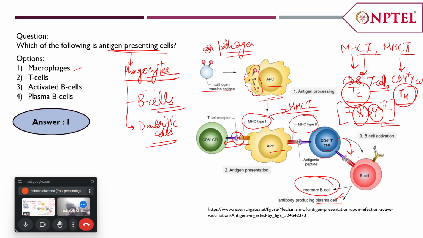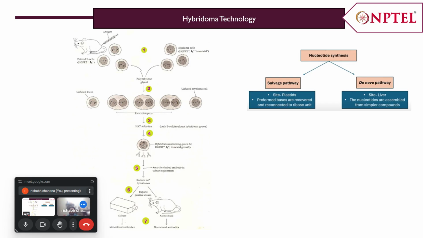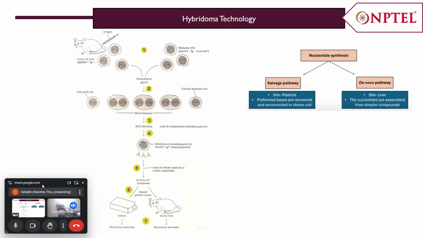Okay, so if no doubts, then we'll move on to the next part. Now we'll be discussing the hybridoma technology. This process is used for monoclonal antibody generation. First I'll brief about the whole process, how it takes place. Hybridoma technology is basically used for monoclonal antibody synthesis.